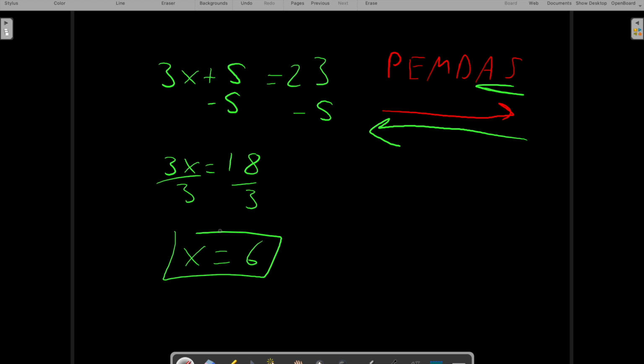But the key things to remember, right, are to undo an operation, we have to do the opposite one. We have to do it on both sides, and the order we do it in matters if there's more than one type of thing to do.